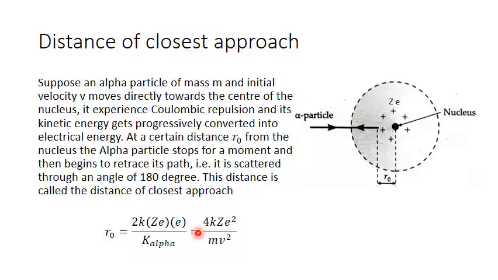So I can simplify and write it as 4kZe square by mv square. Your kinetic energy of the alpha particle equals half mv square. The 2 goes up. So you have 4kZe square by mv square.